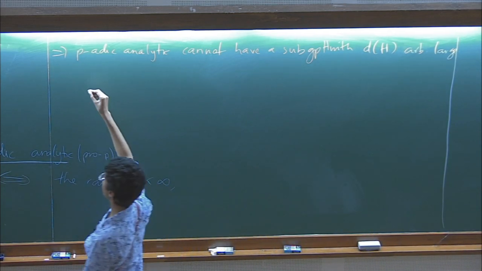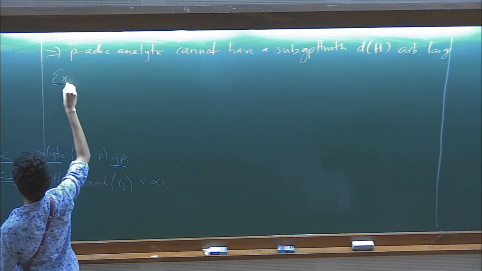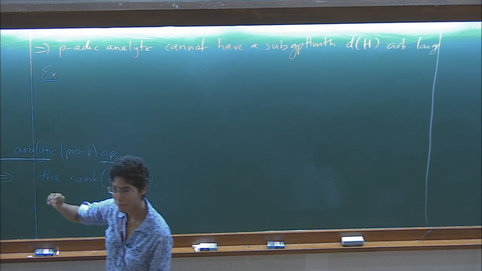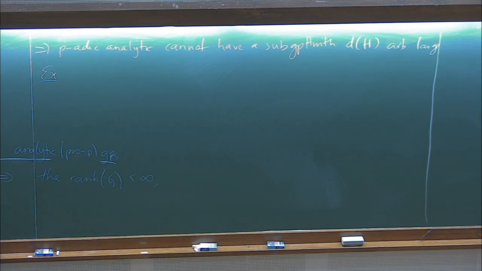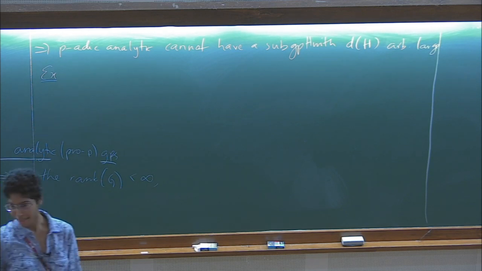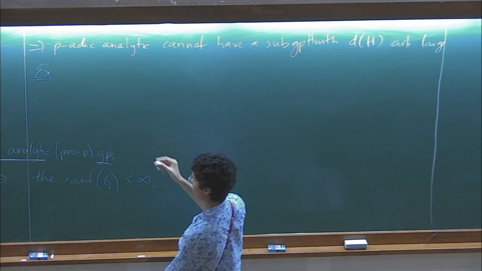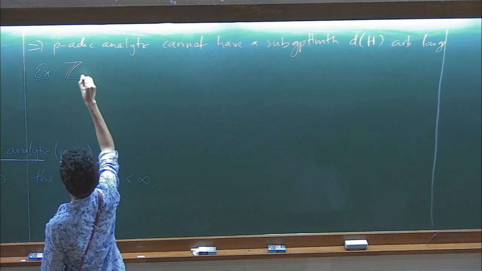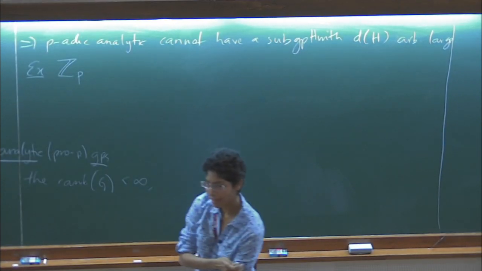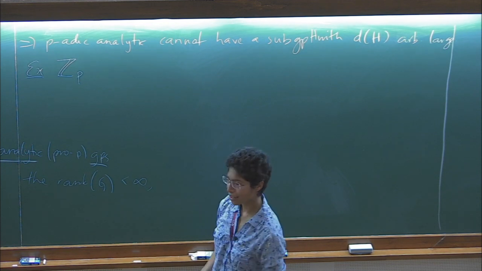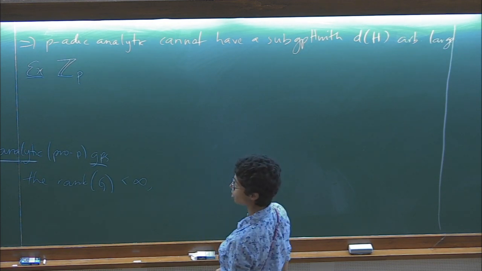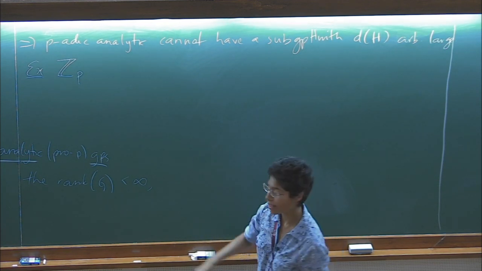Let's have a look quickly at one example and one non-example. The most basic pro-p group that we have seen in the last couple of days is the p-adic integers, Z_p. So this is abelian, and it is p-adic analytic. What else can I say about this group? It is topologically generated by one element.